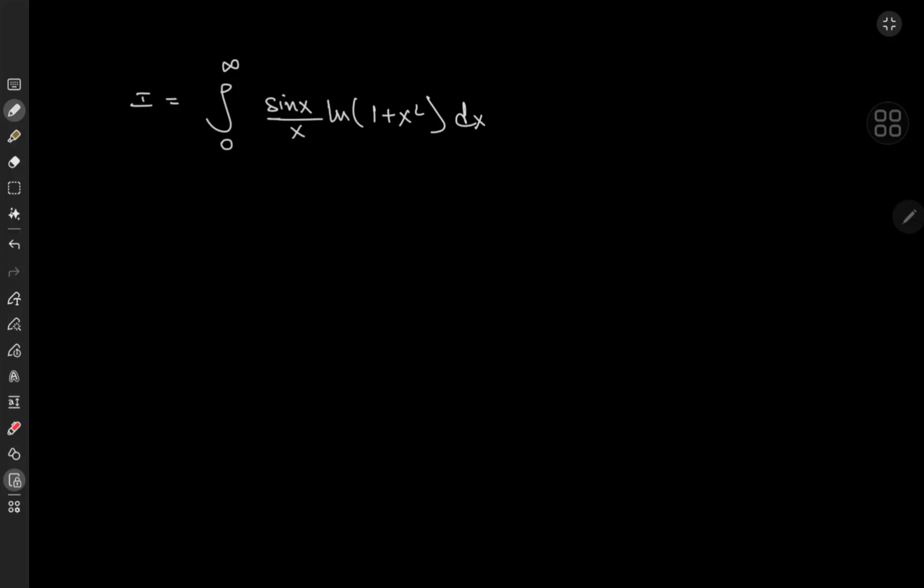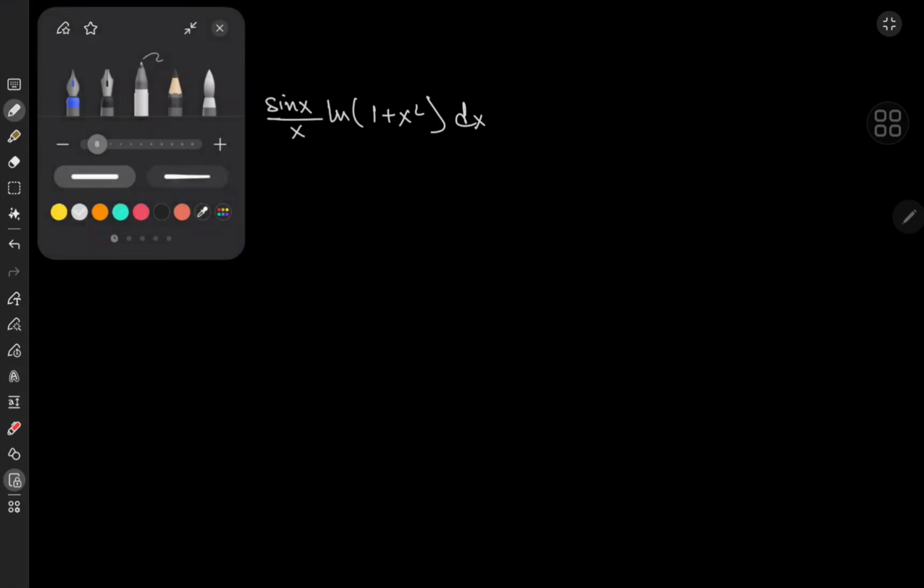But we have quite an interesting looking integral over here. We have an integral that would make Lobachevsky fanboys quite happy. I mean, they would jump at the sight of sine x over x, but we have a log of 1 plus x squared term next to it, which immediately kills their hopes and dreams. I am sorry, Lobachevsky fanboys. But every Lobachevsky fanboy is also a Feynman fanboy.